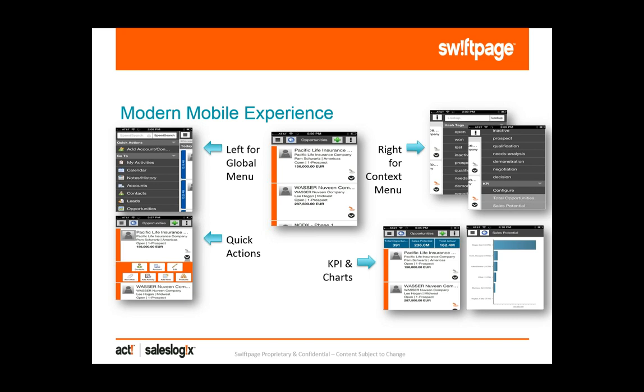So all of the things and the functions that I'm used to from my tablet and my mobile experience are all quickly there at a glance and at an easy tap. And then also, in addition to hashtag searching and speed search enablement, we have added KPIs and charts. So we've got some key performance metrics and some dashboards embedded into mobile now.